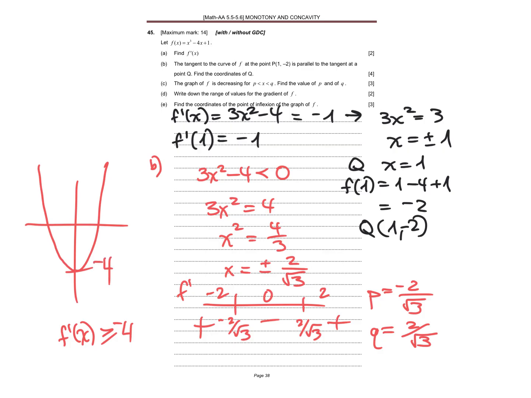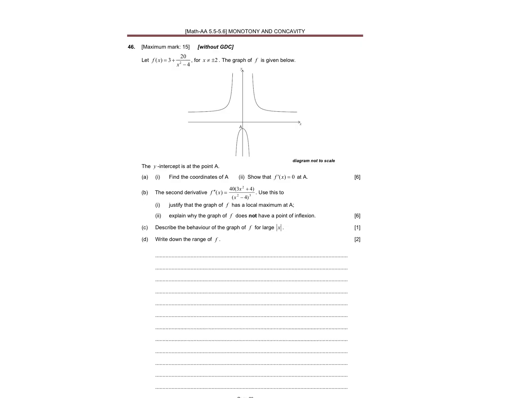Okay, so then we have, find the coordinates of the point of inflection. So we need the second derivative here. The first derivative's here, so we're going to have 6x. Set that equal to 0. x is 0. So they tell us the point of inflection. We just need to sub back into the original function, which is going to be 1. So (0, 1) is the point of inflection. All right, 46, we've got this.